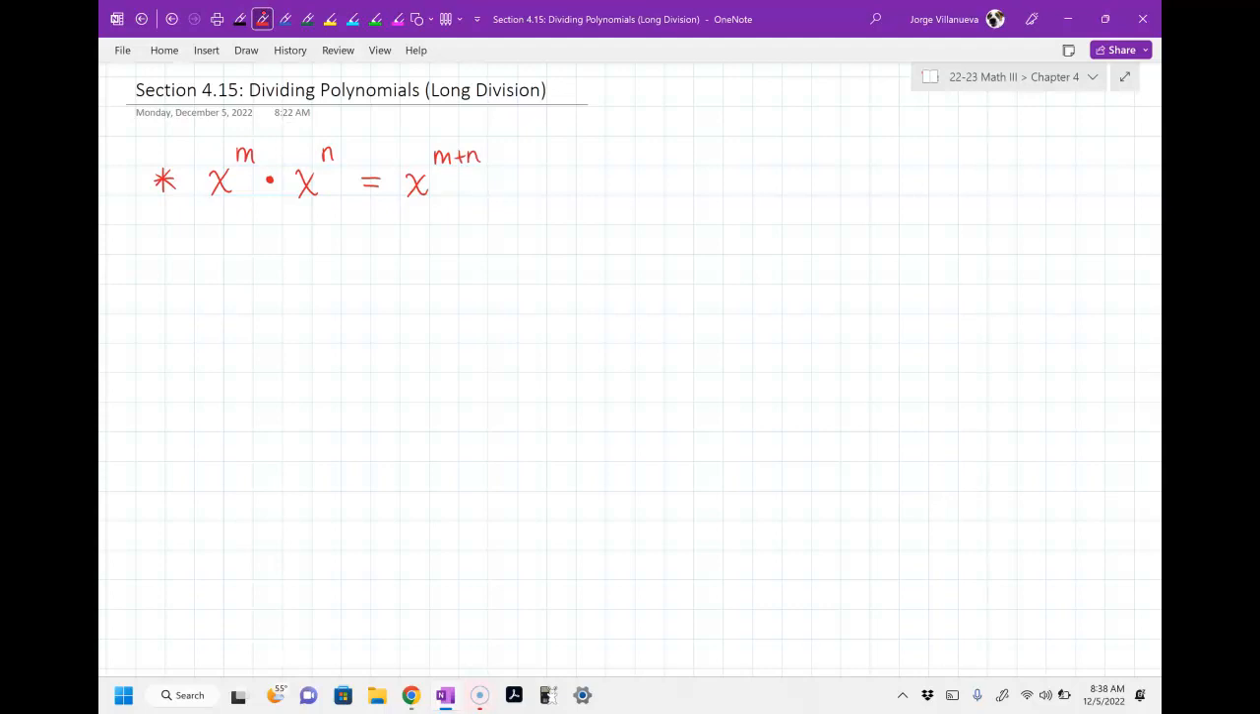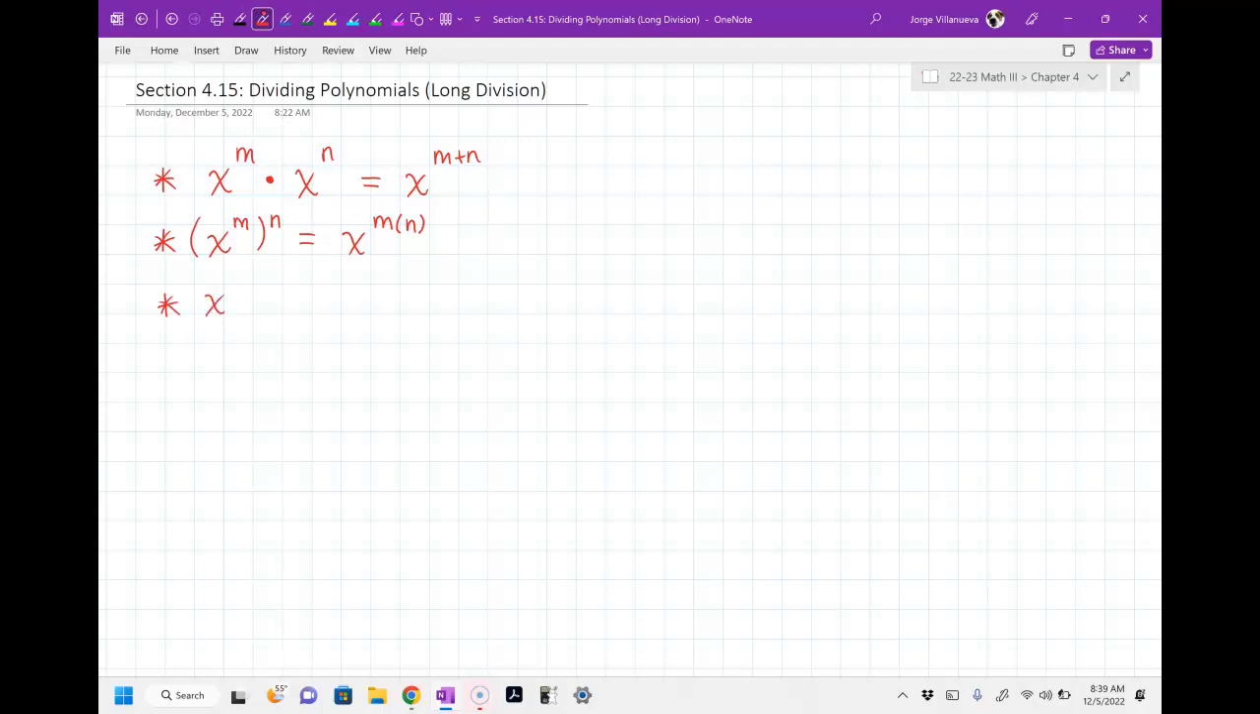Now that's great, but we're not really going to use that today. But that's an important thing for you to know. Another thing that's really important is that when you have a base to a power raised to another power, so x to the m to the n power, then that becomes a product, x to the m times n. That's really good, but we're also not going to use that today. So let me show you the third one, which we are going to use today.